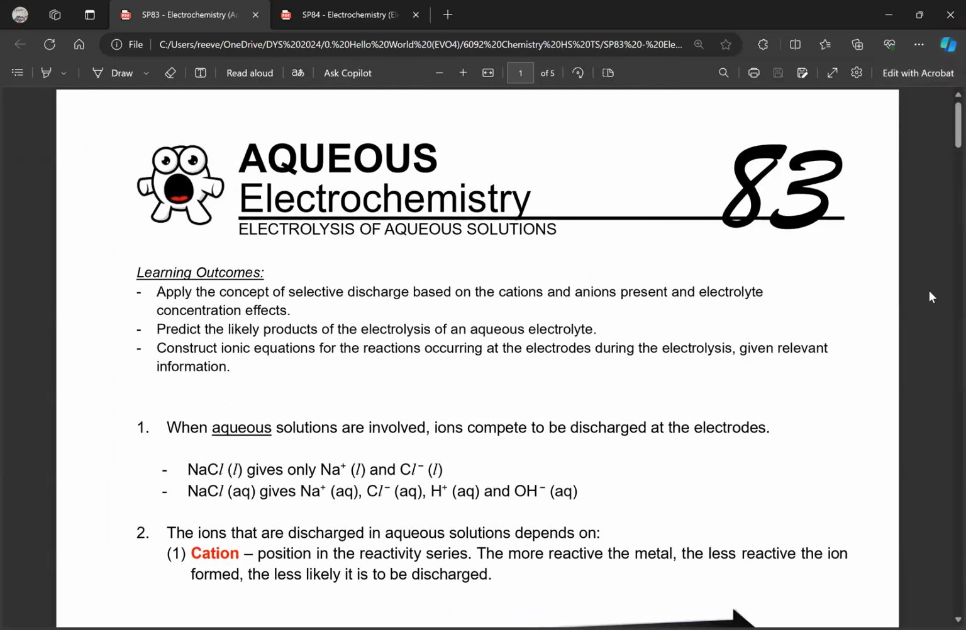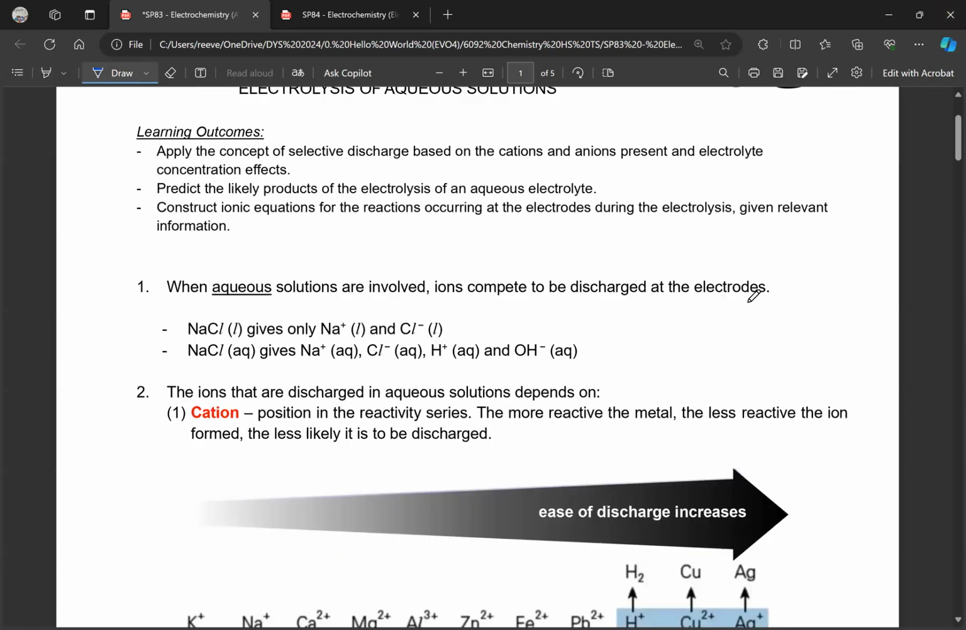Okay, the title for today's lesson is called Aqueous. I hope you know the meaning of aqueous. I think we explained it in the previous lesson. So the title here is aqueous. It's not the same as molten. Okay, let's go to the first point.